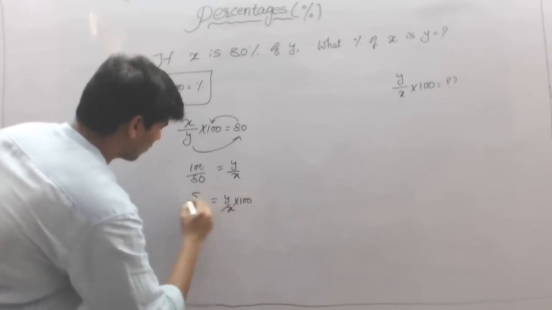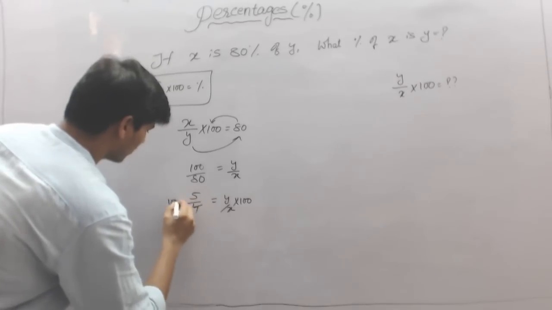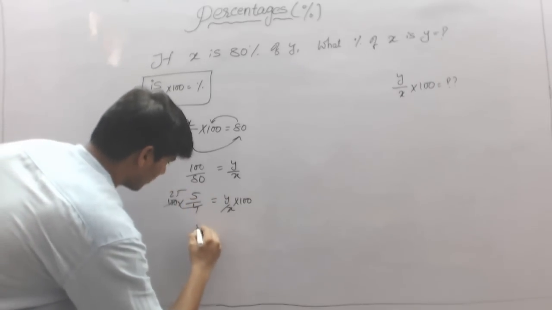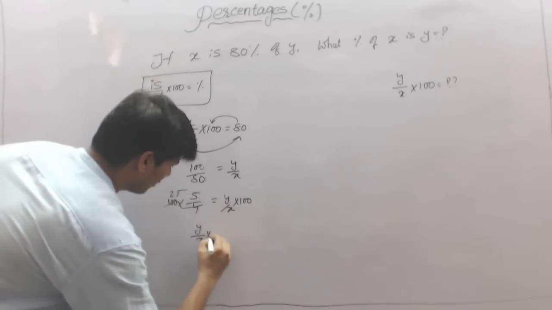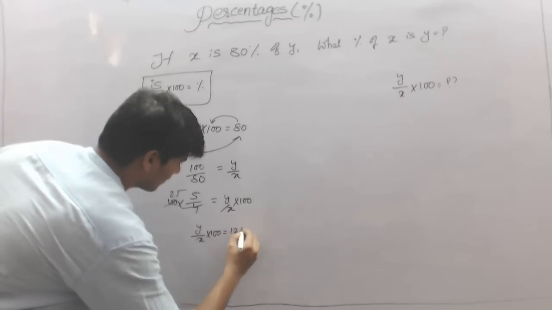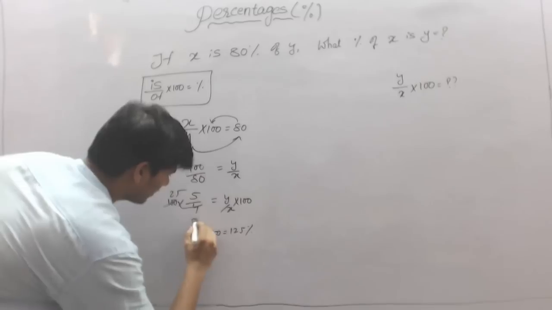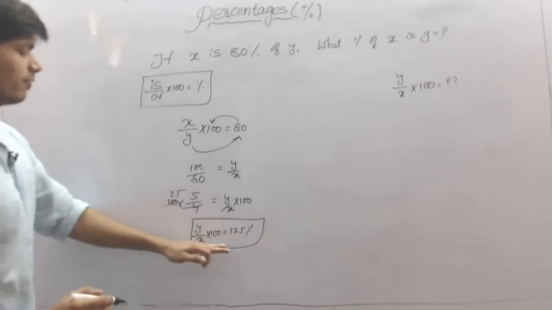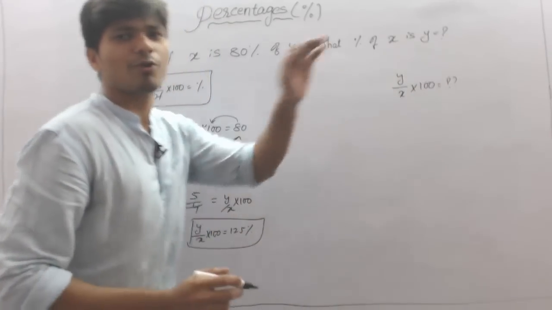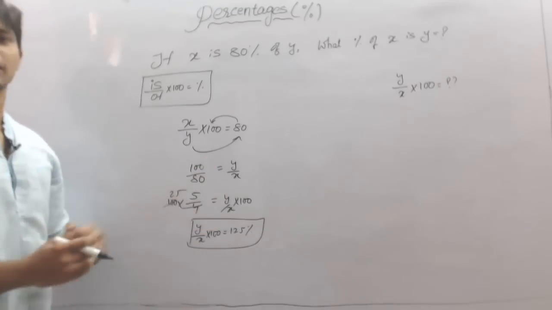Multiply 100 on both sides, 25. So y by x into 100 is equal to 25 percent. What we need to find, y by x into 100, is equal to 25%. This is the conventional method.